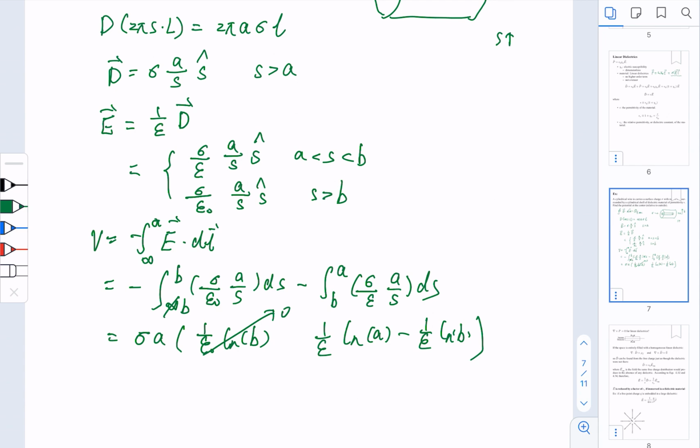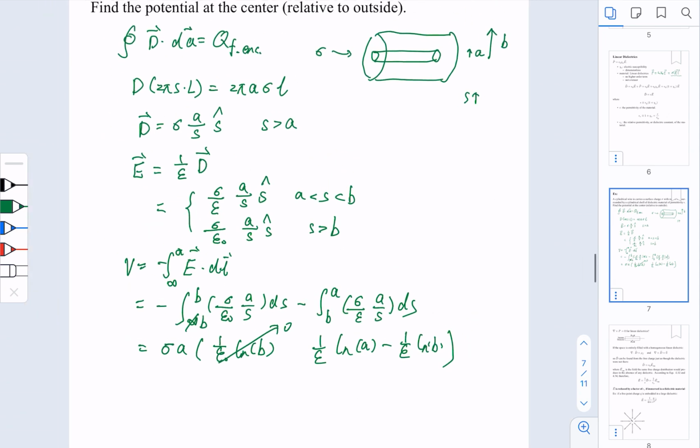So in the homework, you will be asked to calculate a similar problem, but for the case of a sphere. For a sphere, you don't have this kind of log problem, and you can actually find the potential relative to infinity instead of a different arbitrary point.